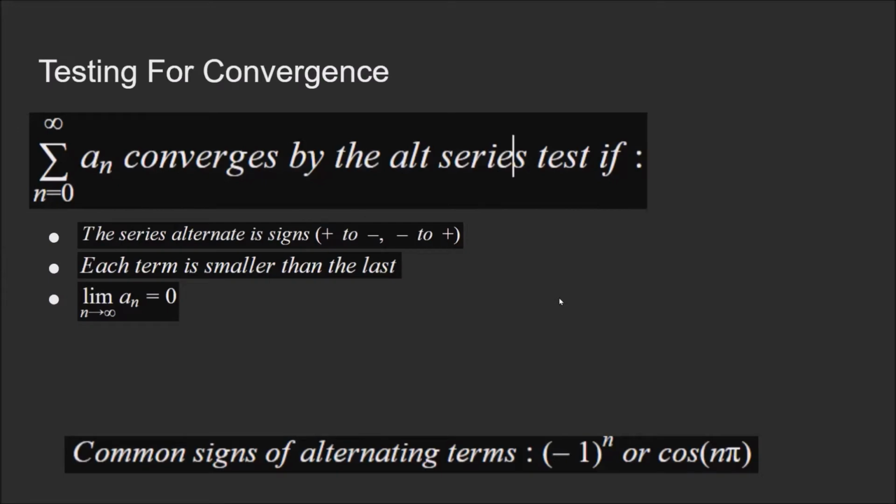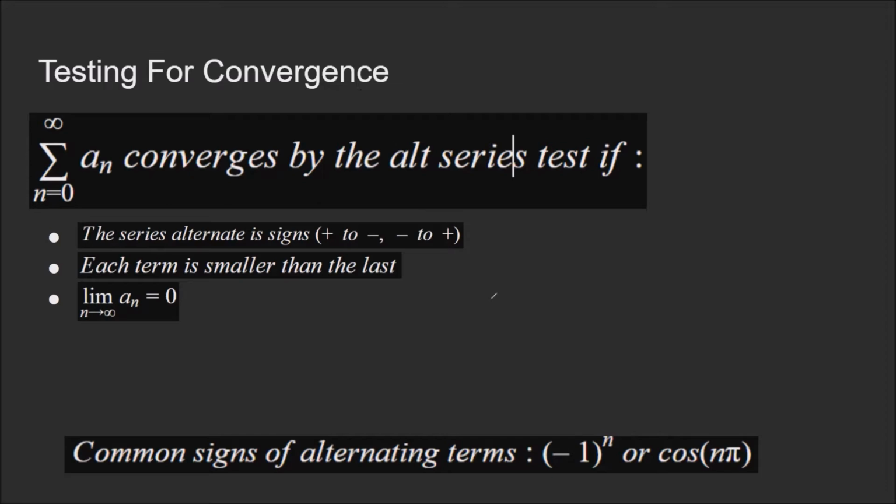Now, there are three conditions. The first one being that the series terms must alternate in signs. For instance, each term must go from positive to negative to positive to negative, or vice versa. Each term also must be smaller than the last. And the limit as n approaches infinity of a sub n must equal 0.